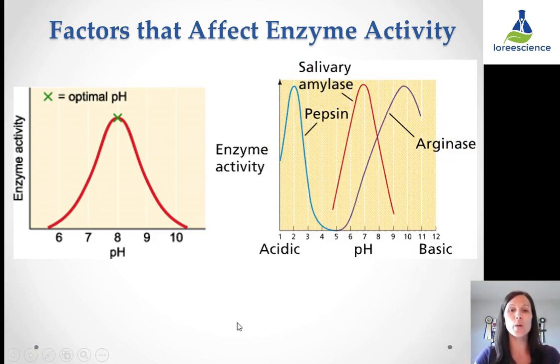Pepsin is used to break down proteins in the stomach, and we know that stomach acid is highly acidic, so its optimal pH is very acidic. Salivary amylase is used in the mouth, in the saliva, to primarily start breaking down carbohydrates. Our mouth is not as acidic as our stomach, so its optimal pH is somewhat near neutral. Whereas arginase is used in the conversion of urea to make it less poisonous in the liver, which tends to have a more basic environment, so it has a different optimal pH as well.